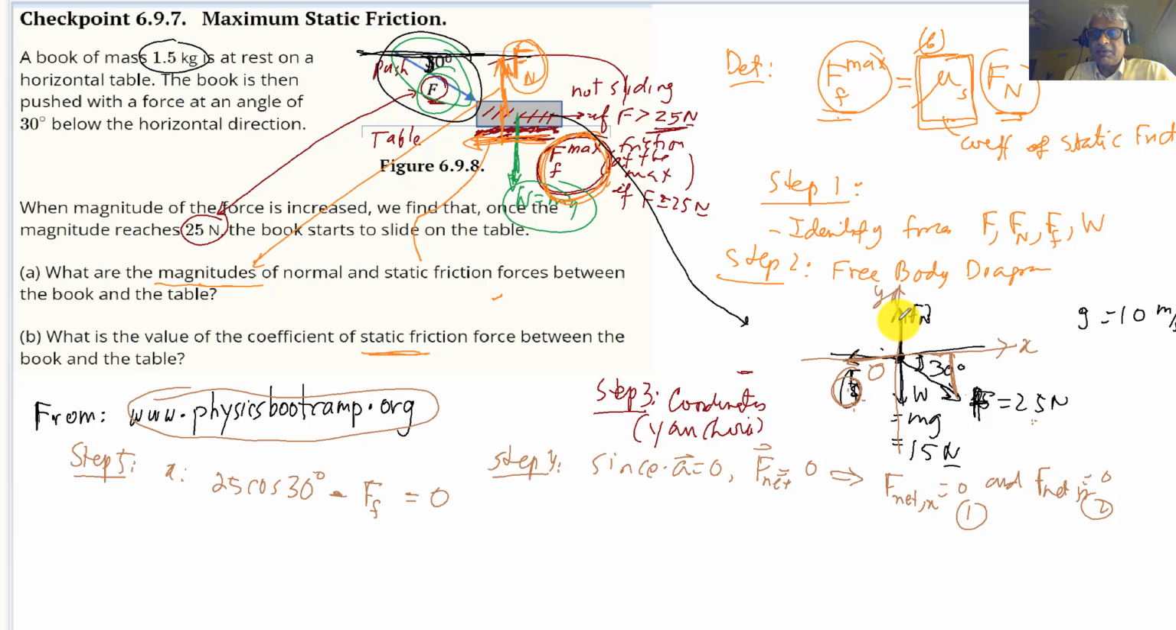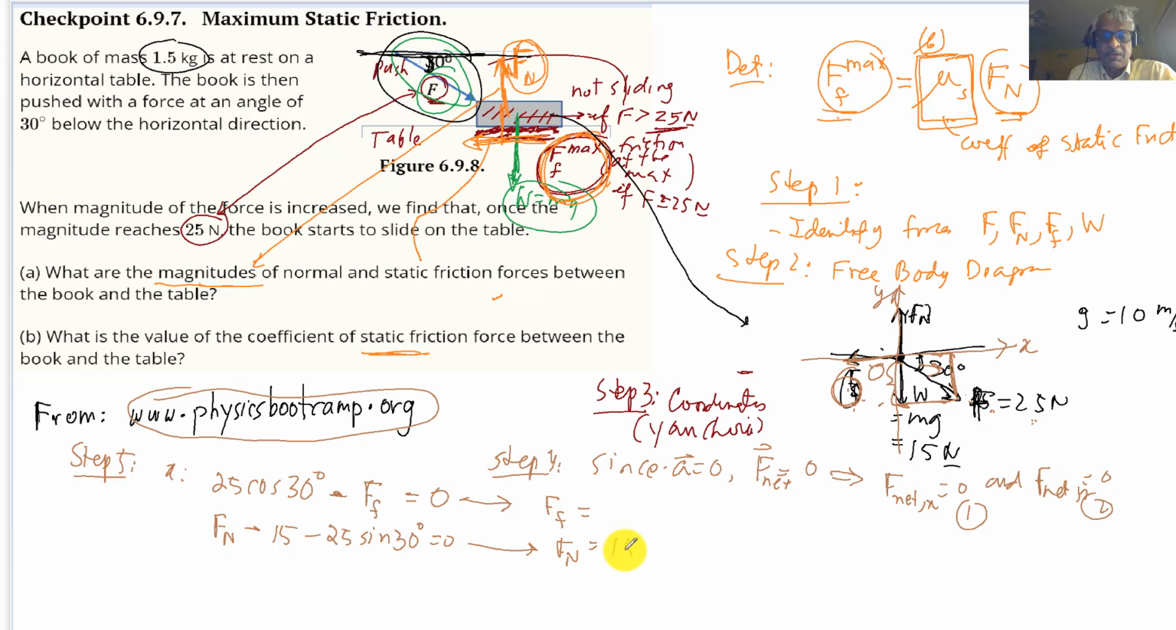Along the y-axis I have F_N, and the weight, which are all negative components, so that's minus 15. And coming from here, this part for F will be sine 30 degrees. It is the opposite. So minus 25 sine 30 degrees equals 0. So this can be solved for F_F, and this can be solved for F_N.